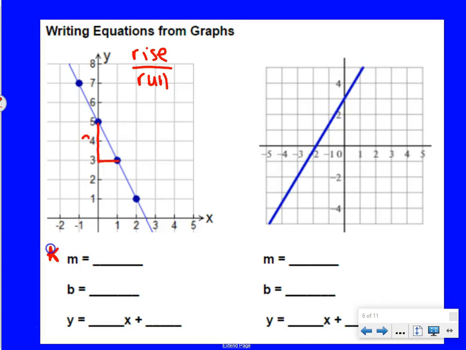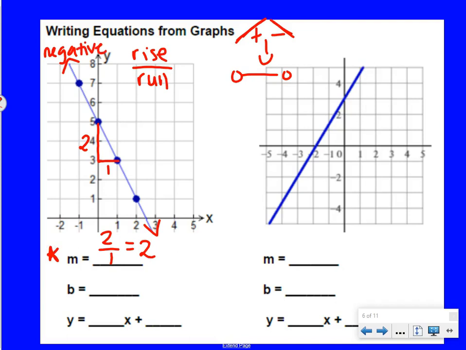From these 2 points, I rise 2. From those, I rise 1. We get a slope of 2 over 1, which equals 2. However, we can't forget to check if our slope is positive or negative. Remember Mr. Slope Guy? Right here, if we look, positive slope goes up, negative slope goes down. We have a negative slope. So we make our slope negative.